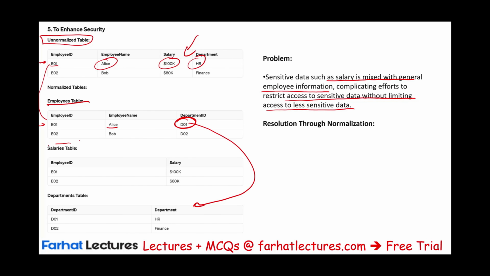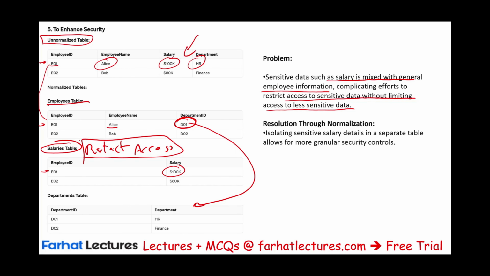Then we have a salary table. Salary table, E01, but that's related to Elise. Now, for this salary table, we can restrict access to this part of the database. Therefore, when we look up E01, if you don't have privileges to go into this database and look at the data, you cannot see the salary. And this is what we mean by restricting data.